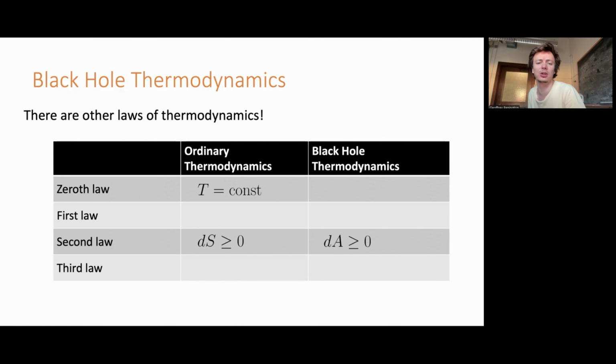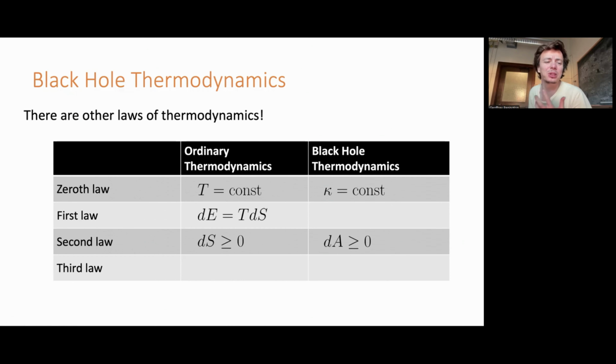Similarly, the zeroth law of thermodynamics says that temperature is constant in a system in equilibrium. And there's an analog for black holes, this thing called kappa, the surface gravity of the horizon. It is constant everywhere on an equilibrium black hole.